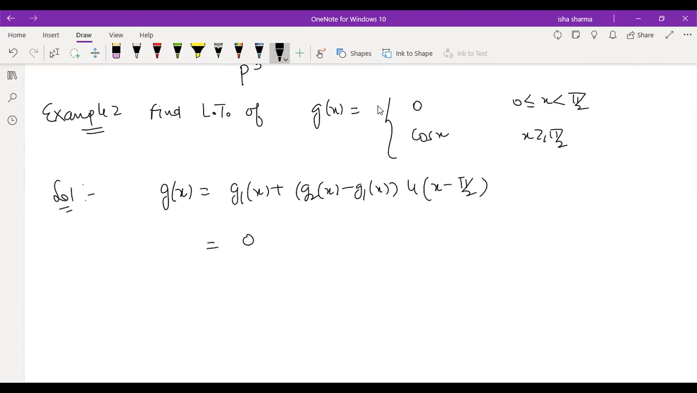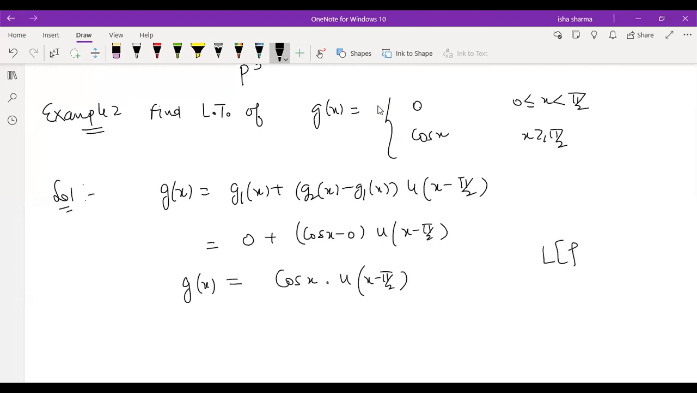So g1(x) is 0, the upper one, plus cos x minus 0 into the unit step u(x minus pi by 2). So this is cos x multiplied with u(x minus pi by 2). So I have got my function g(x) in the form I wanted to be able to use the second shifting theorem. The second shifting theorem requires either this form, some function of x minus a into u(x minus a), or it can be some function of x into u(x minus a).